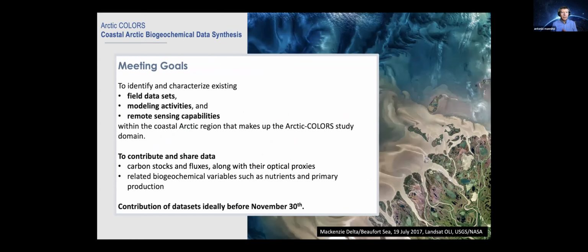So meeting goals, as we've discussed in the previous 2 days: identify and characterize existing field data sets, modeling activities, and remote sensing capabilities within the coastal Arctic region. The emphasis of this particular data synthesis activity is on carbon stocks and fluxes, along with optical proxies, but we are also interested in related biogeochemical variables such as nutrients and primary production. We would very much like data sets to be contributed by November 30th.